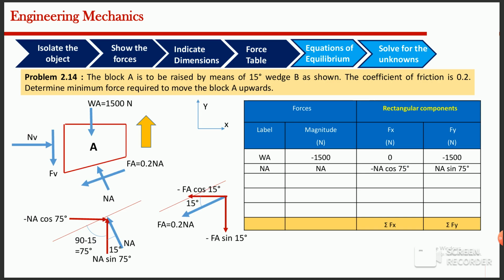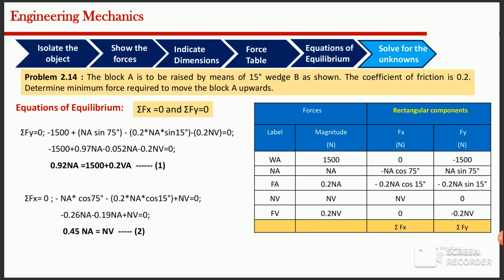Now we resolve the forces into their horizontal and vertical components. For block A, the weight acts vertically downward. The normal reaction acts perpendicular to the inclined surface, while the friction force acts along the contact surface and opposes the tendency of motion. The same approach is followed for wedge B. These force tables help us organize the horizontal and vertical components before applying the equilibrium equation.